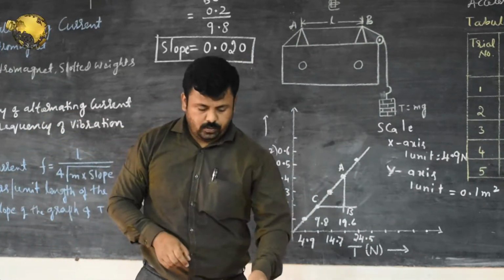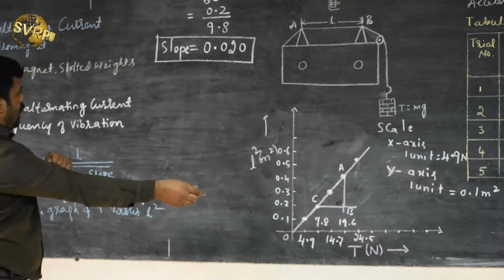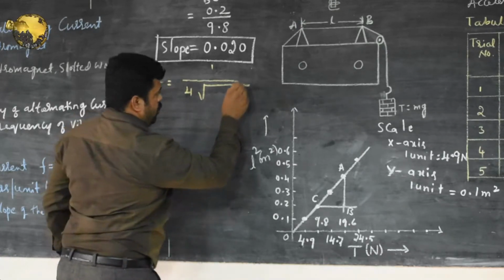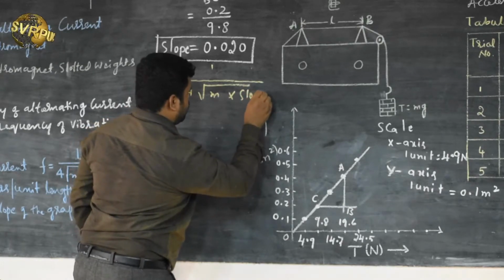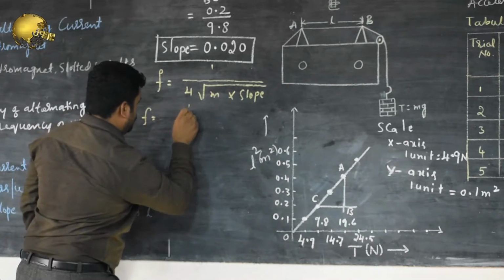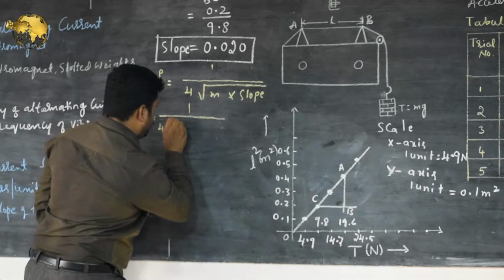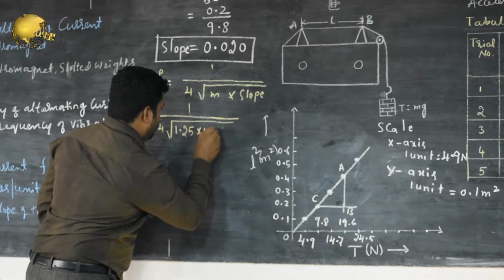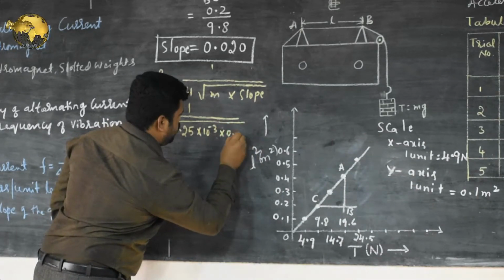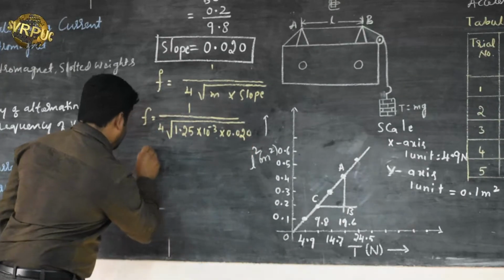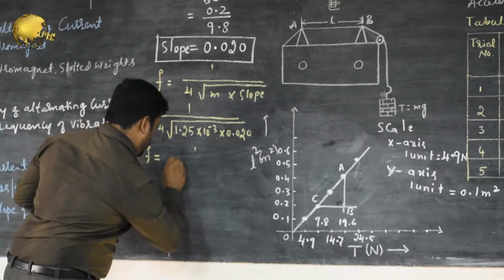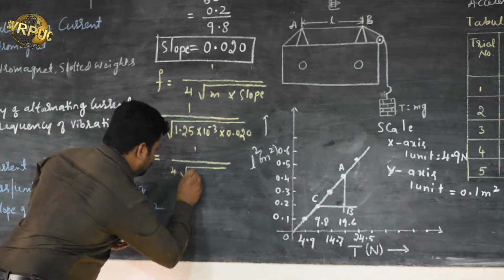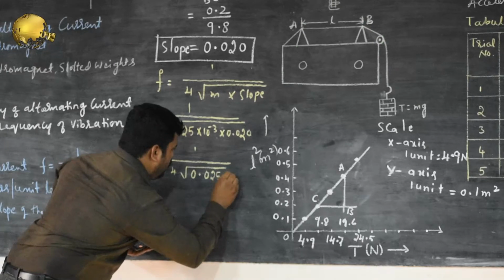Let's calculate the frequency of the AC. For that we have the formula F is equal to 1 over 4 root of m into slope. So F is 1 over 4 root of m, that is the mass per unit length of the string, 1.25 into 10 to the power minus 3, times the slope, which we get as 0.020. Let's solve this. F is equal to 1 over 4 root of 1.25 into 10 to the power minus 3 times 0.020, which is 0.025 into 10 to the power minus 3.